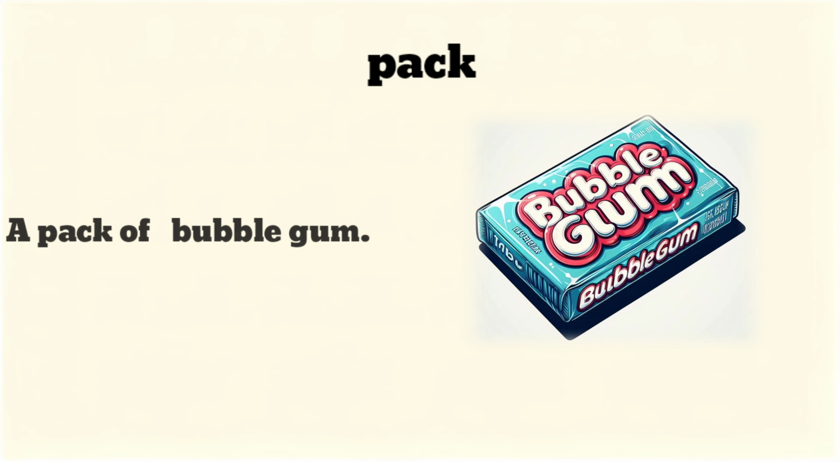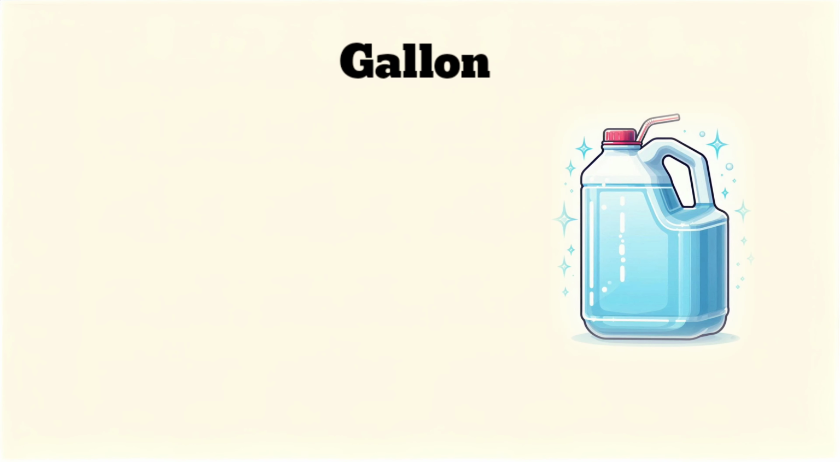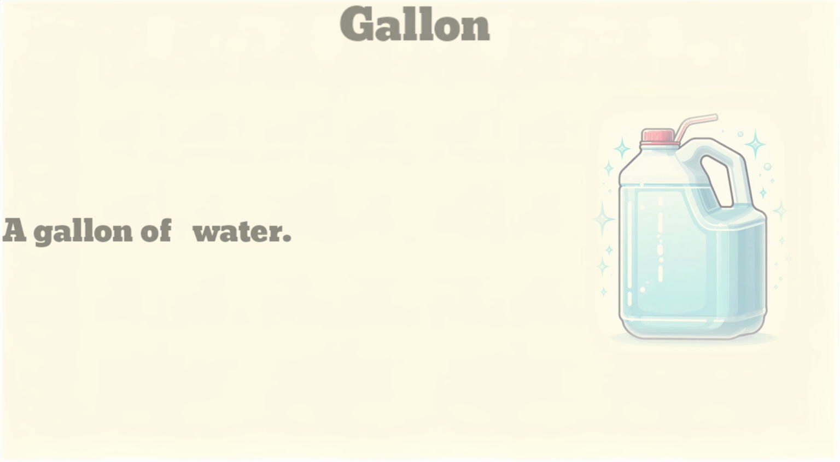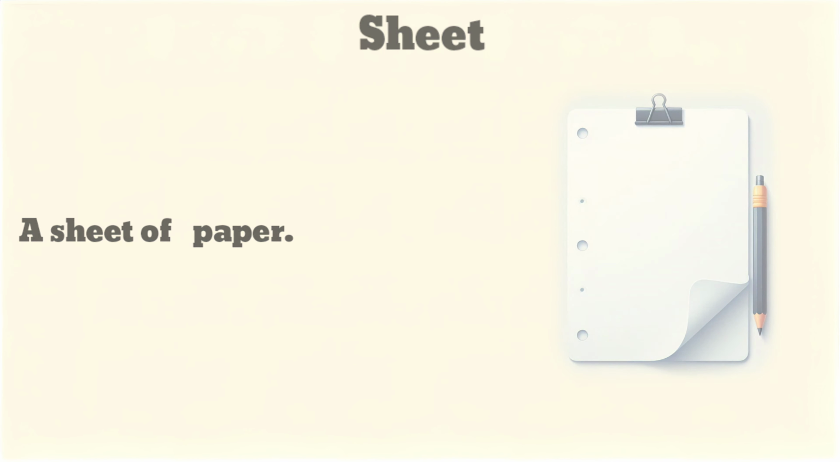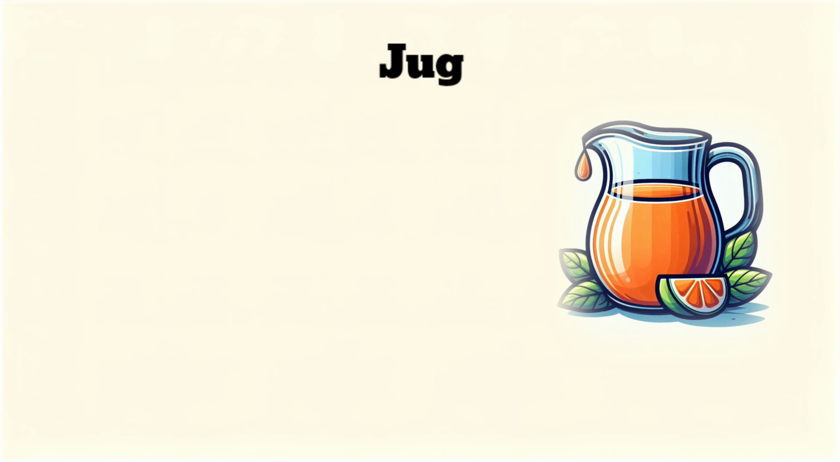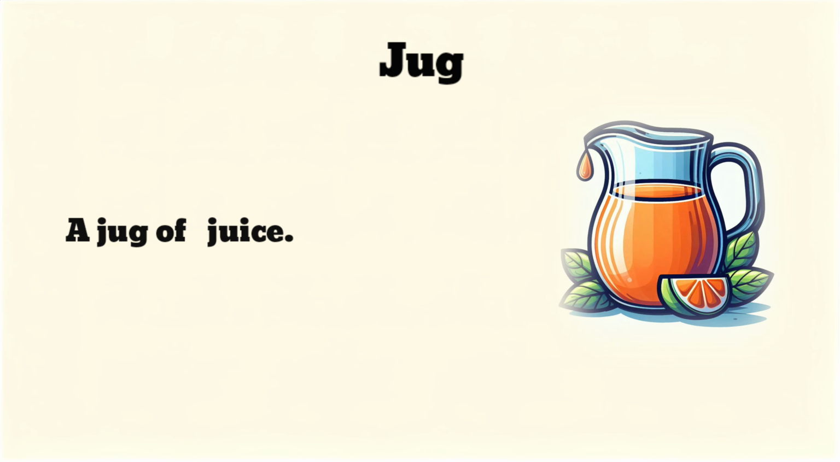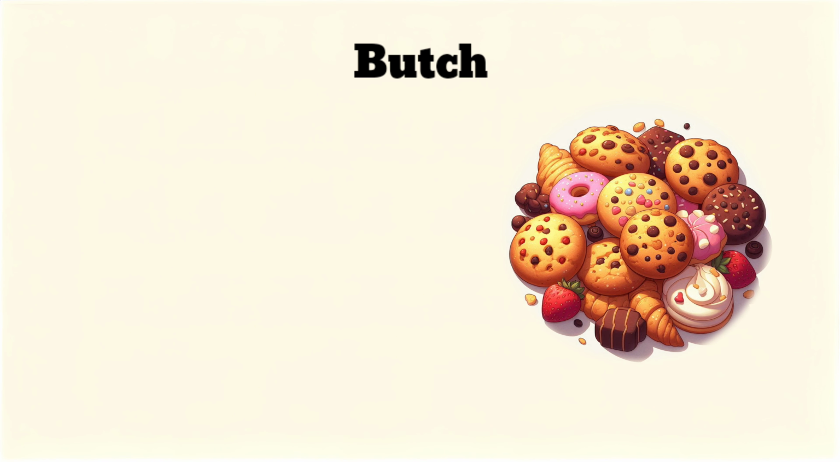Pack. A pack of bubble gum. Gallon. A gallon of water. Sheet. A sheet of paper. Jug. A jug of juice. Batch. A batch of cookies.